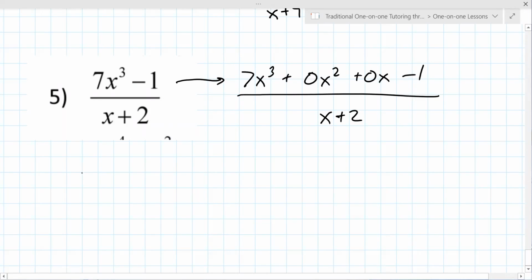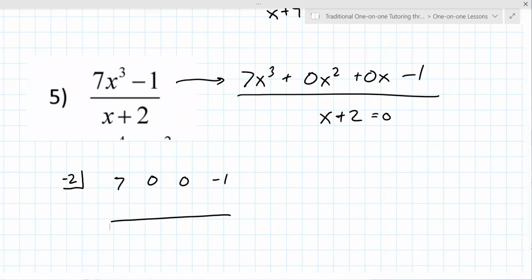So the first thing is you figure out what goes in the penalty box over here. And it's the number that makes this equal to 0. -2. And then the coefficients here. So 7, 0, 0, -1. All right, so see if you can do this on your own and let me know what you get. You always bring that first number down. See what you get for the last one.